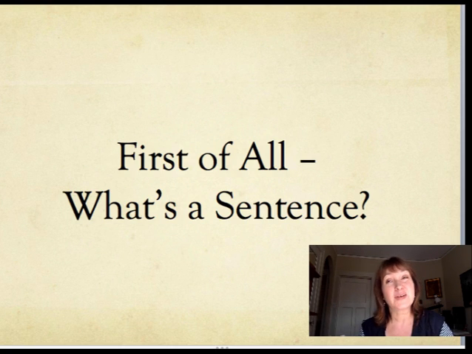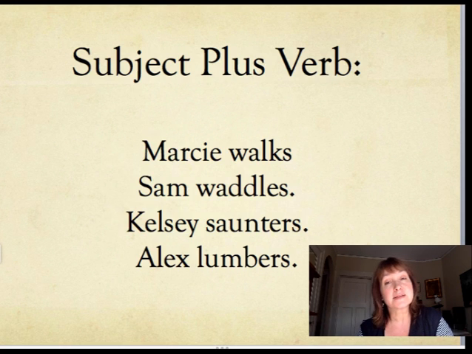First of all, we have to figure out what a sentence is. We can't move forward in this exciting project until we actually have defined a sentence. A sentence, as I'm sure you learned long ago, is a subject plus a verb. Marcy walks, Sam waddles, Kelsey saunters, Alex lumbers. The great thing about the verb to walk in English is that we have so many words available to us. Word choice in English is phenomenal. It's a great thing to talk about. You can dawdle, you can hike, you can tromp, you can stomp, you can traipse. All of these words make your writing more interesting.